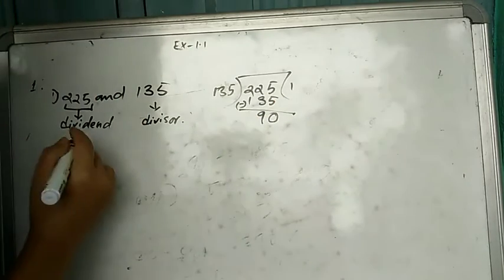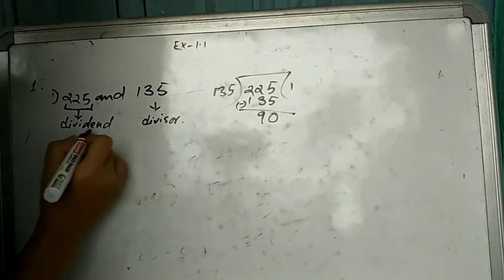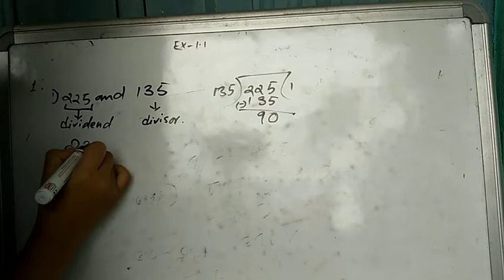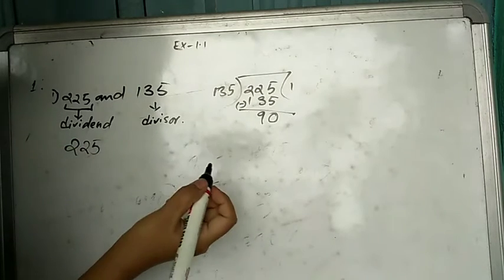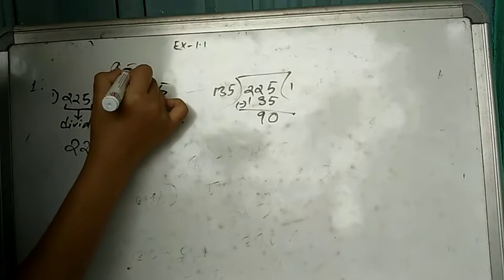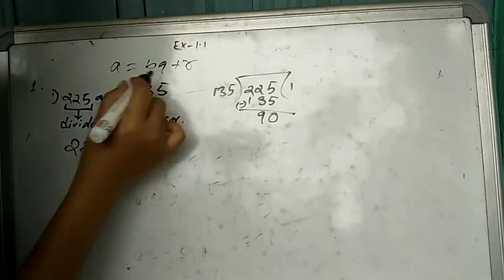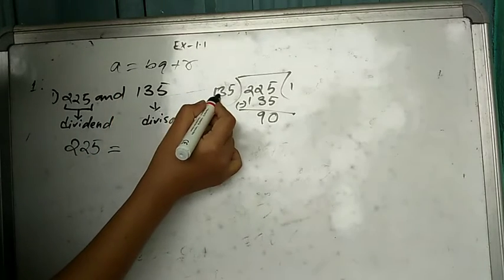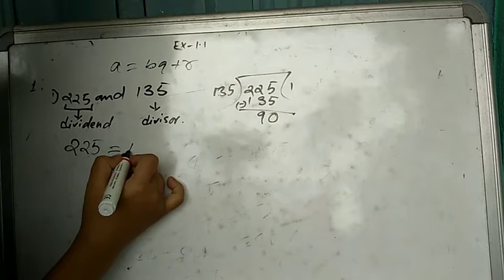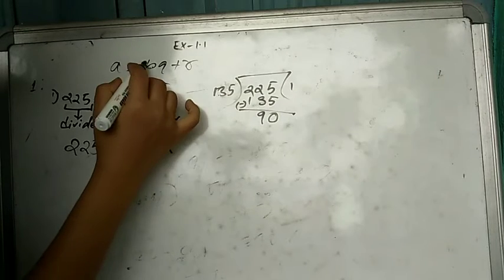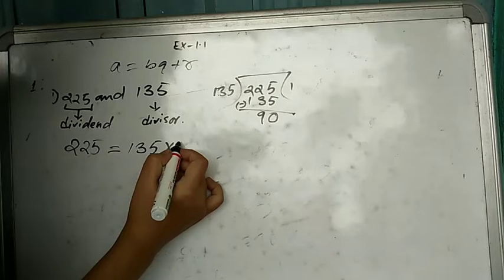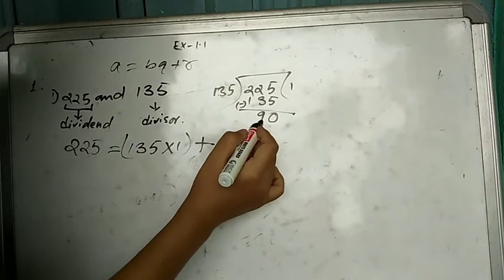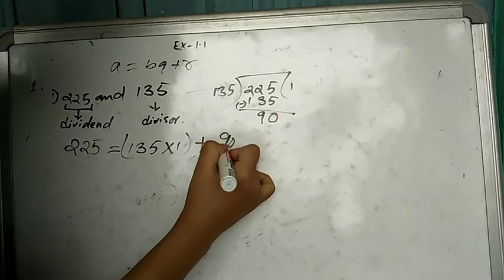Now what we will write here is, since the divisor is 135 and the dividend is 225, the dividend comes first, that is 225. Because according to Euclid's division lemma, a equals bq plus r. So a here is 225, b is the divisor, so 135, into q, where q here is 1, that is the quotient, plus remainder r, which here is 90.